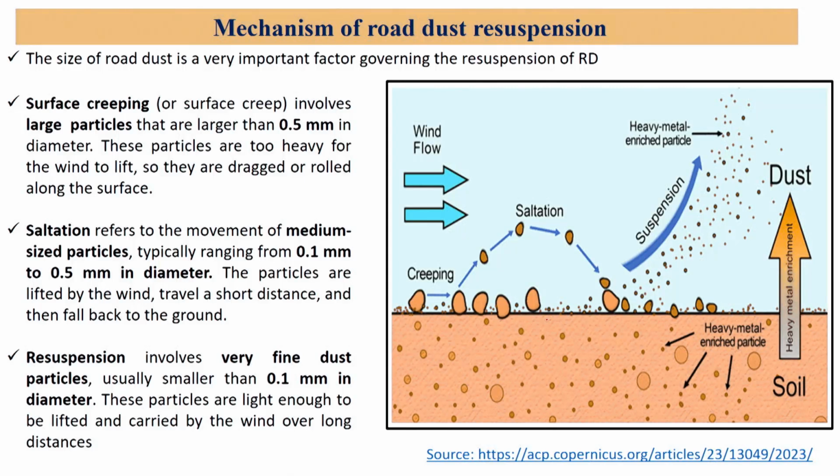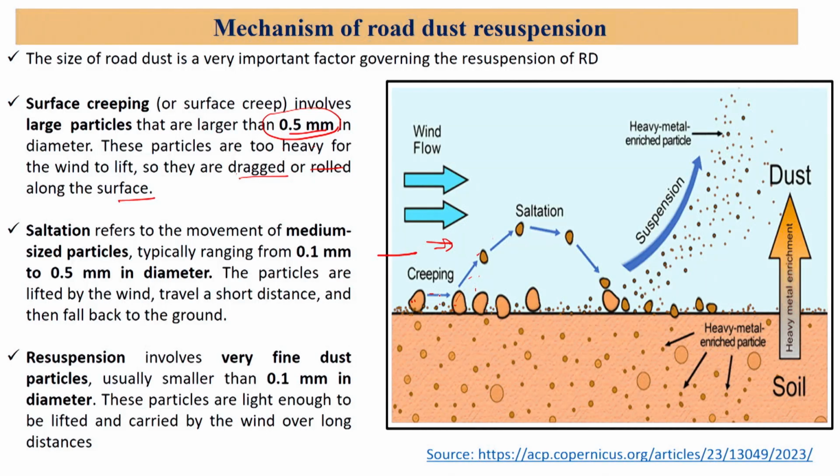Okay. So, the mechanism by which road dust is resuspended in the atmosphere: as we discussed, the size of the road dust is a very important governing factor for resuspension. Surface creeping involves large particles that are larger than 0.5 millimeter in diameter. These particles are too heavy for wind to lift, so they are dragged or rolled along the surface. So, these bigger particles creep, and during this process they can be broken down into smaller particles, and once these smaller particles are suspended in the atmosphere, winds can carry them away from these sources.